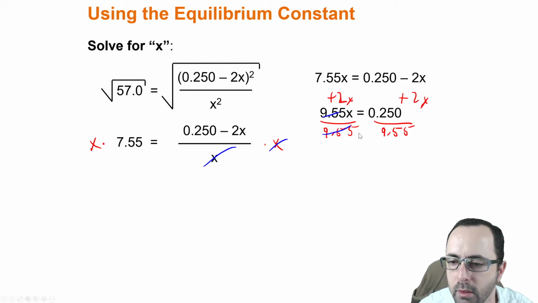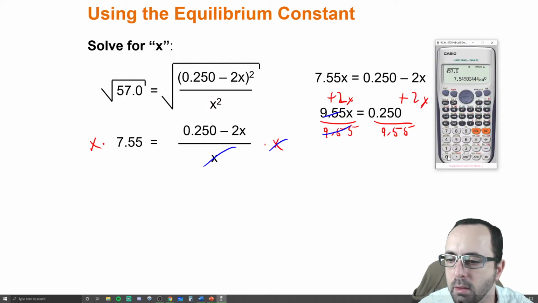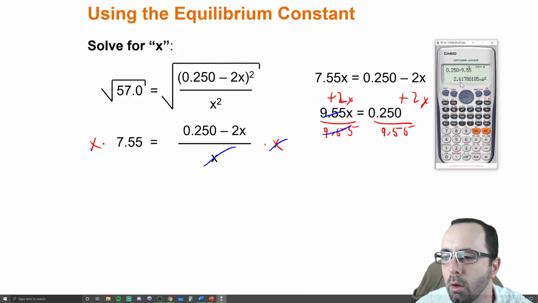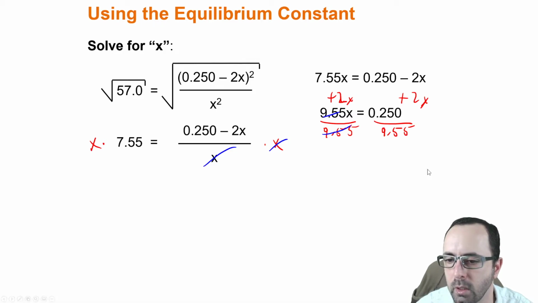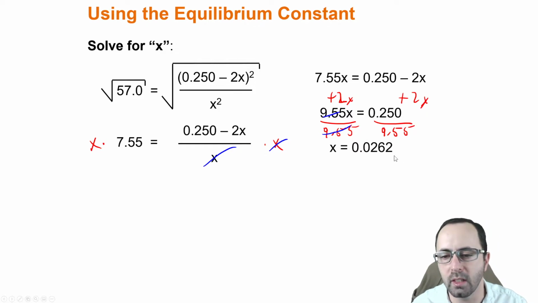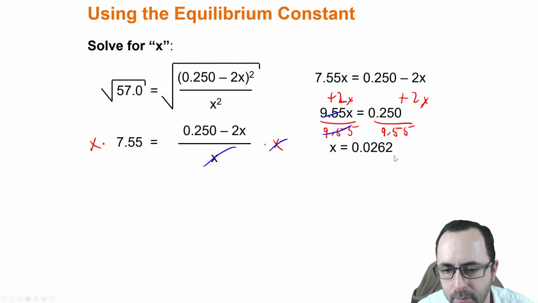So let's go ahead and do that. 0.250 divided by 9.55, and we get 0.0262. So that is x.